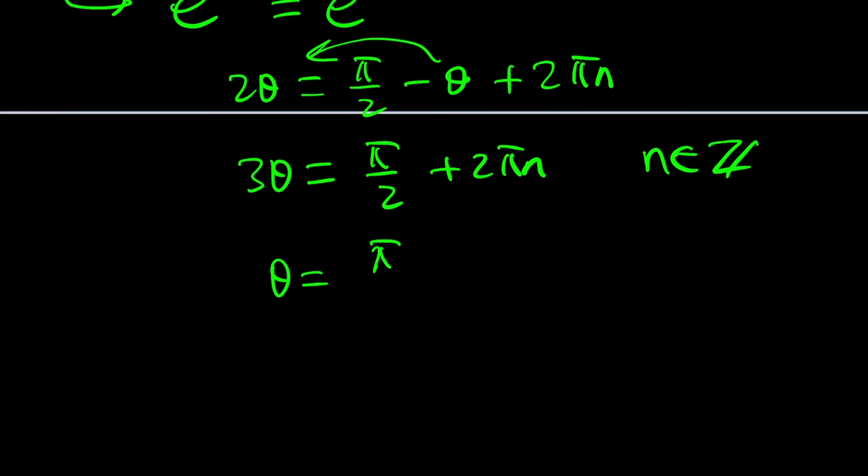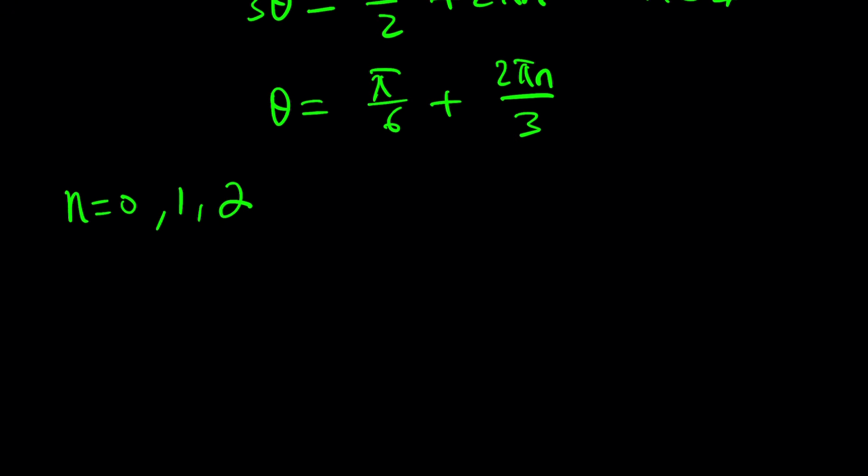Theta equals π/6 plus 2πn/3 from here. Now, what am I going to do with this? We're going to replace n with 0, 1, 2, and 3. If you replace n with 3, that's just going to give you an additional 2π, so you don't really need that. But you can use n equals 0, 1, and 2 here.